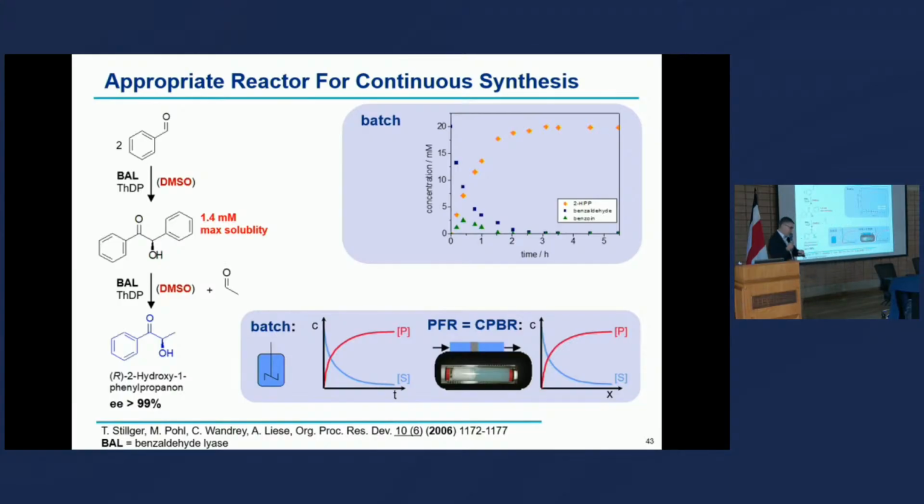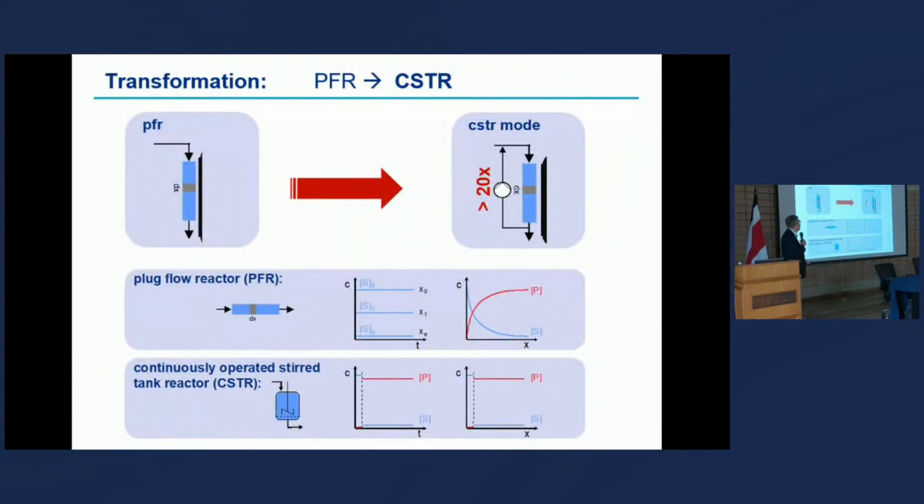Now, last point, what can we do to solve this? Well, in the end, there's a trick. We can transform a plug flow reactor to CSTR operation, and that's very easy. We just add a pump, and this pump needs to run in the cycle just 20 times faster than going through the reactor. So we are stirring with a pump, so to say.